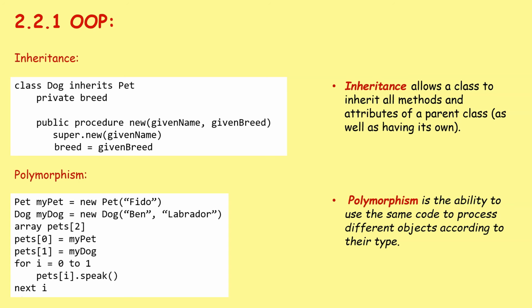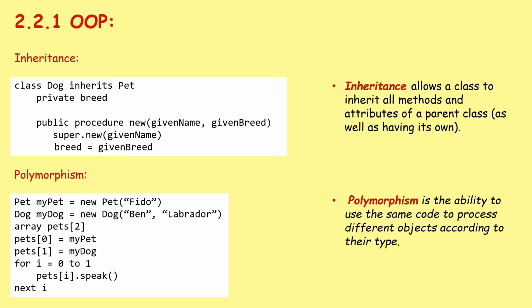Polymorphism. This is the ability to use the same code to process different objects according to their type. Sounds very complicated, but actually it's probably not going to be too complicated to do in an exam. Let's have a look at a simple example. I'm creating a pet object called myPet and a dog object called myDog.